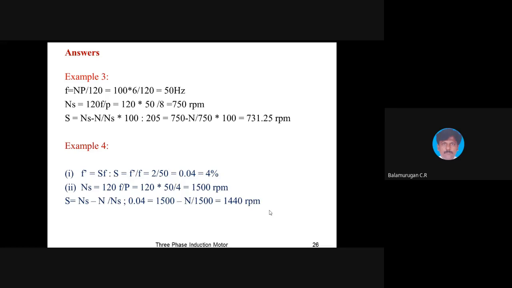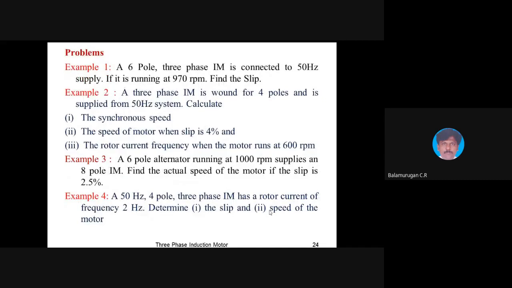Okay. So that is why this 1000 RPM is given, to find the frequency. This 6-pole and this 1000 RPM are to find the frequency.